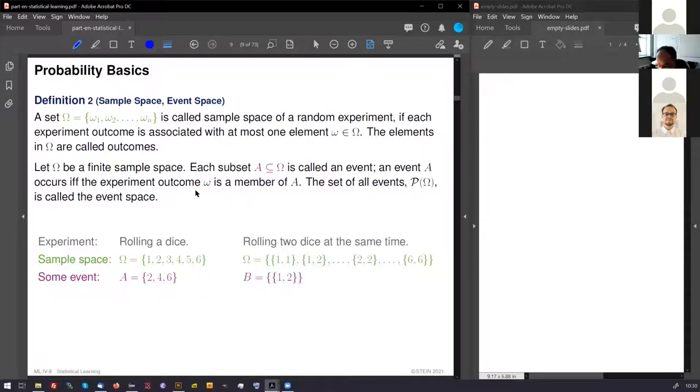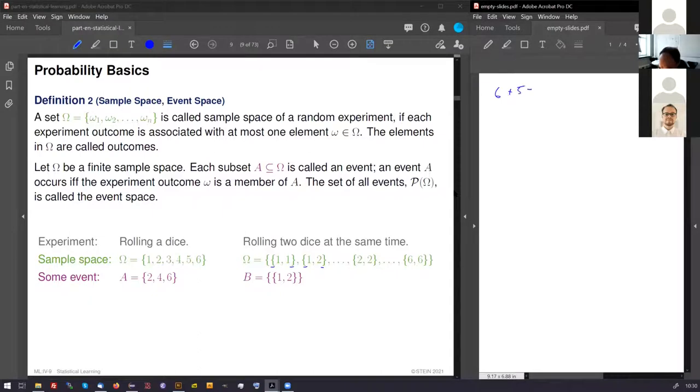If you roll two dice at the same time, you get two numbers at the same time. Hence, in omega, I have packed these two numbers into sets. That means I'm not interested in the order of its elements. Altogether, this set omega has 6 + 5 + 4 + 3 + 2 + 1 elements. I guess this is 21.